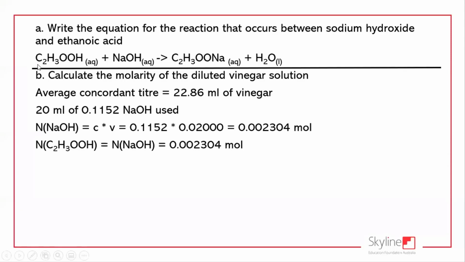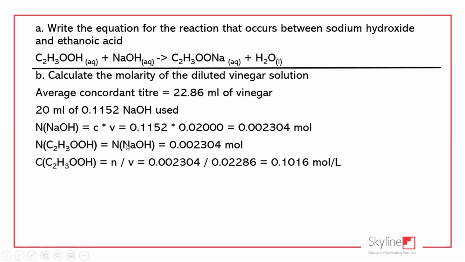If we look back at this equation at the top, for every 1 mole of NaOH, we only need 1 mole of ethanoic acid. So the number of moles of ethanoic acid is the same as the number of moles of NaOH. Awesome. Okay. The concentration of ethanoic acid is number of moles divided by volume. Concentration is moles per litre. Therefore, it makes sense that if you have the moles divided by the amount of litres, you're going to get our actual value. Number of moles, as we know, is 0.002304, and the average concordant titer was 22.86 milliliters, or 0.02286 litres, which gives us 0.1016 moles per litre.